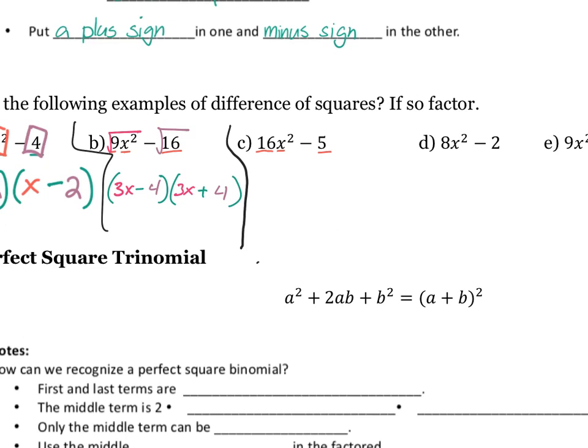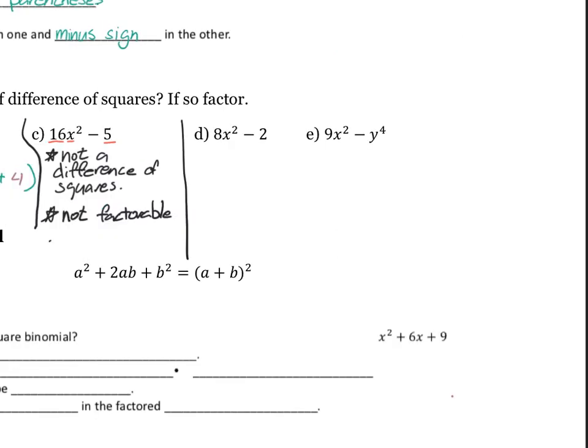So in this case, is there a greatest common factor I can pull out? Is there anything that's common between 16x squared and 5? There's not. So it's not a difference of squares, and furthermore, it is not factorable. Okay, you probably want to pause and get those two notes in there. Let's look at this next one.